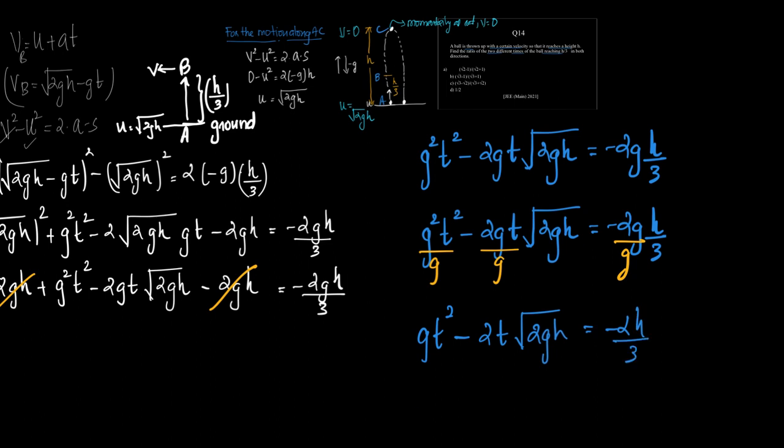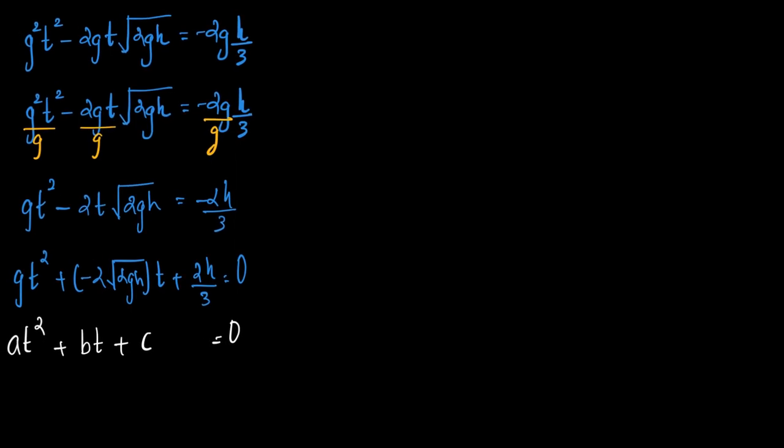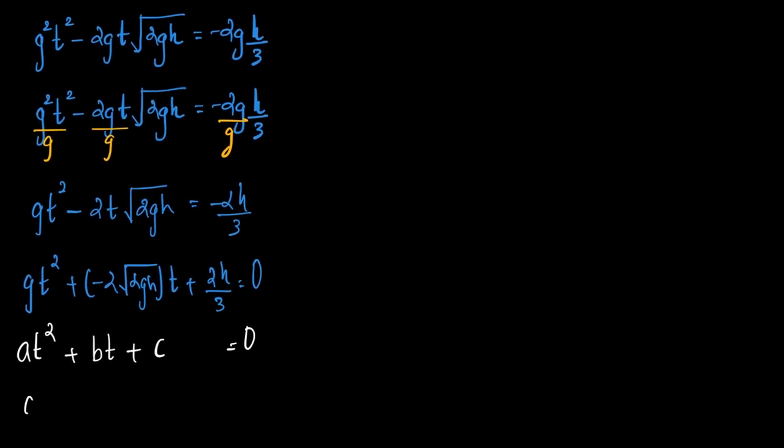See, now what I'll do here is I'll slightly rearrange the equation like this: gt square minus 2 root 2gh into t plus 2h by 3 is equal to 0. And why did I do so? Because I wanted it in the form at square plus bt plus c is equal to 0. Why do we need it? Because it's a quadratic equation and it will help us in sorting out the values easily.